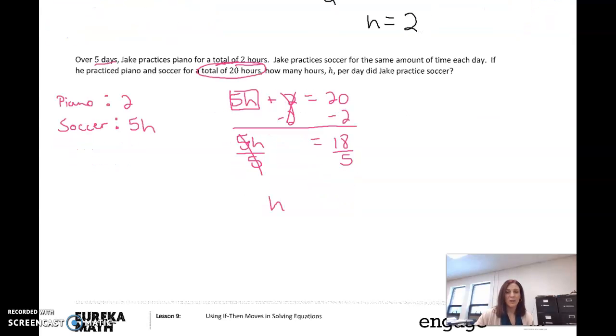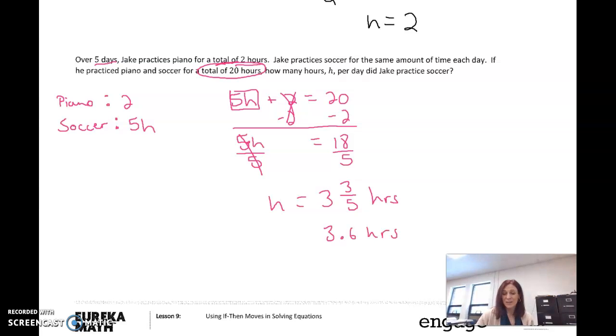5 divided by 5 is 1H. Now, there's a couple different ways you can think of this 18/5, right? I can make it into a mixed number. 5 goes into 18 3 times. That's 15. And there's 3/5 left over. So I have 3 3/5 hours. If you did 18 divided by 5, you would get 3.6 hours.